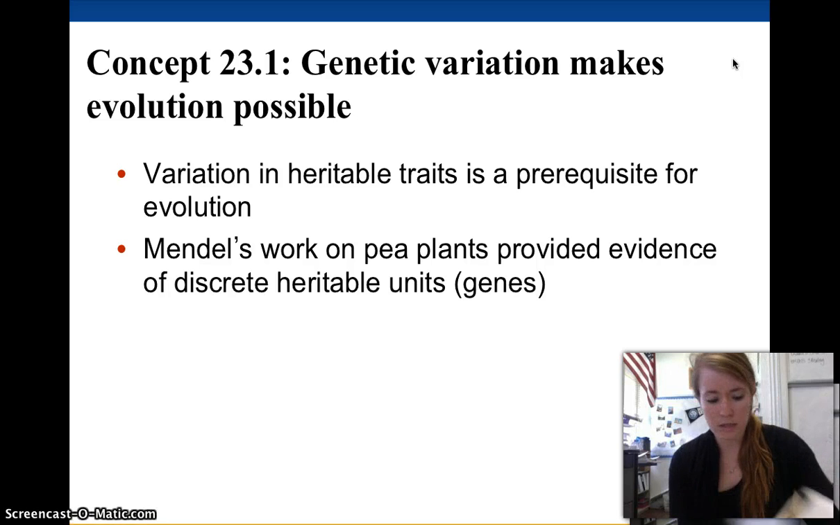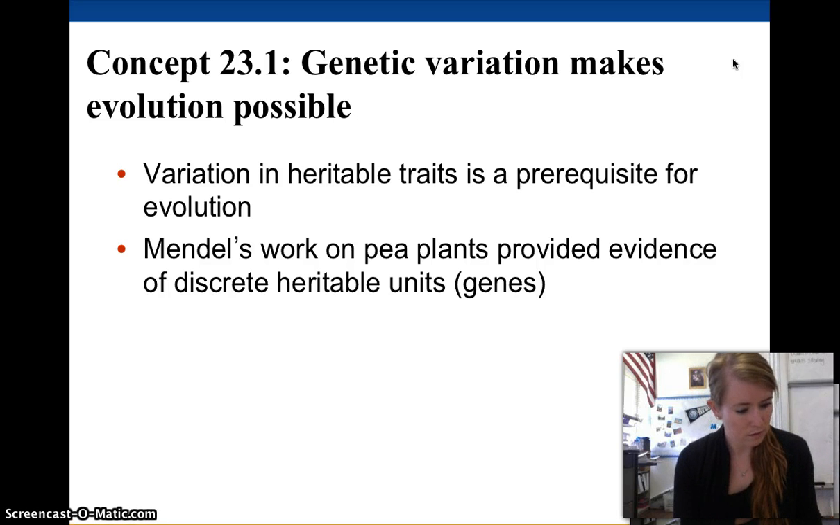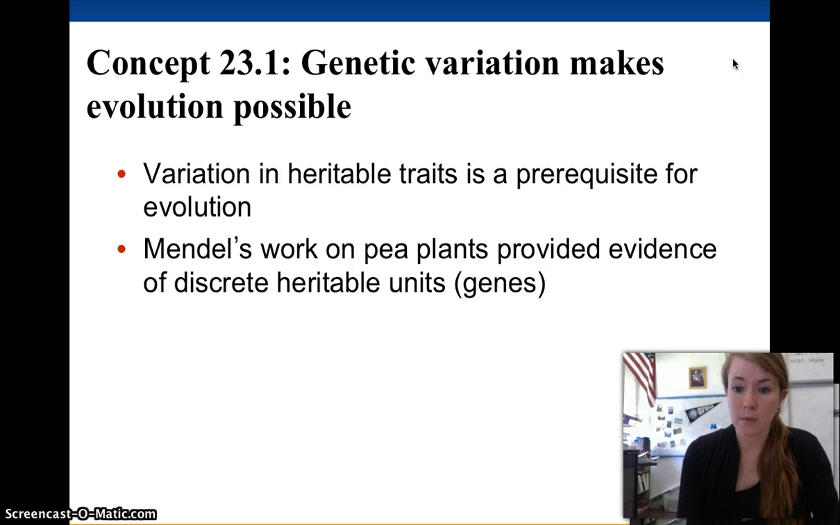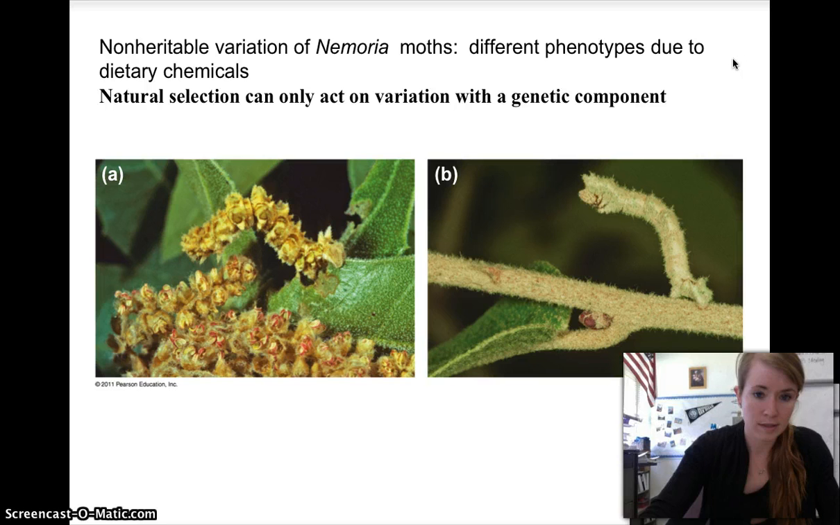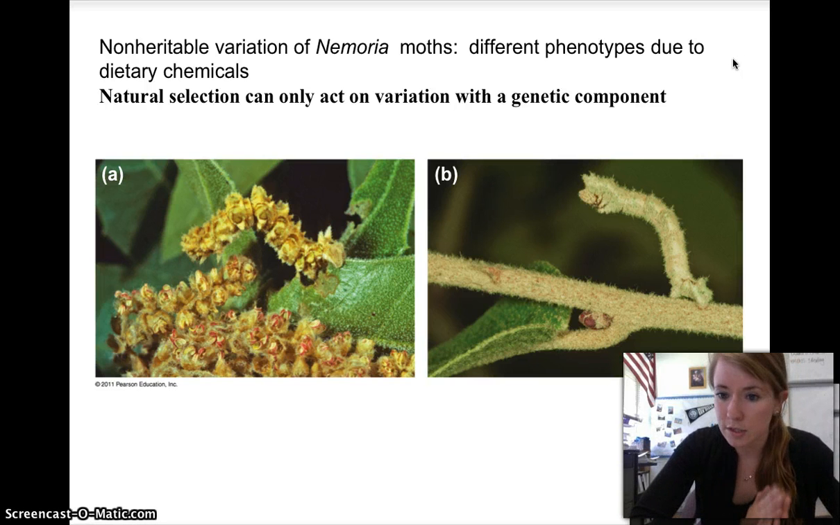Right after Darwin published On the Origin of Species, Mendel came out with his ideas on genetics. And so then we were able to understand how this evolution actually happens. You can actually inherit a gene from your parents, and that's how evolution is going on generation to generation. So it's important to remember that evolution only works on heritable characteristics.